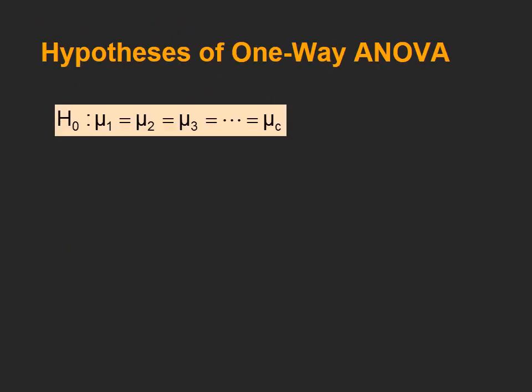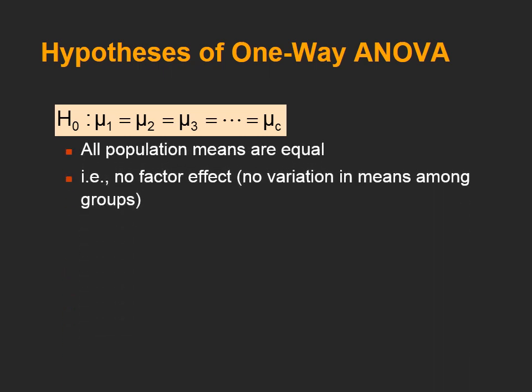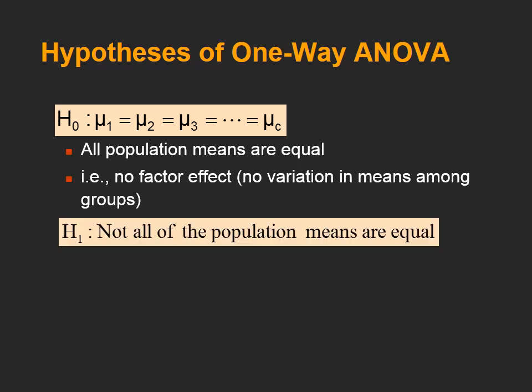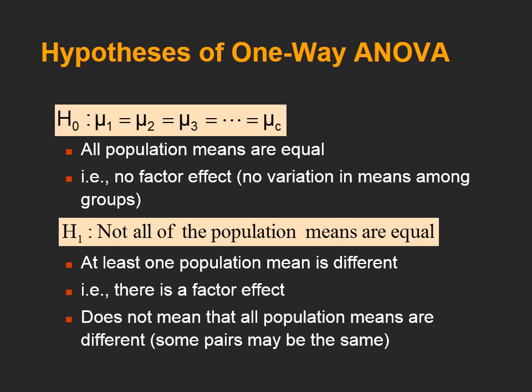In the hypothesis, we put that all the means are the same, which we call the null hypothesis. All the means are equal, and then there is no factor effect. In the alternate hypothesis, not all the population means are the same. At least one population mean is different from the other one. Or in other words, we can say there is a factor effect. It does not mean that all population means are different. There may be one or two pairs which will be different in nature.